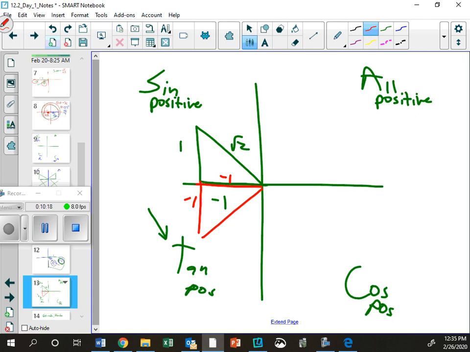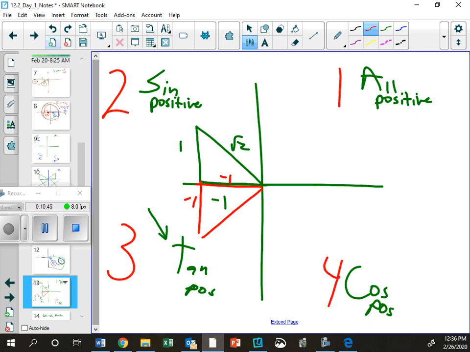Okay, so you and your partner figure this one out. What's the right quadrant if tangent's negative and so is cosine? Don't say it. Talk to your partner. Tangent and cosine are both negative. Which quadrant must you be in? And hint, in case you forgot the quadrant numbers, quadrant 1, quadrant 2, quadrant 3, and quadrant 4.